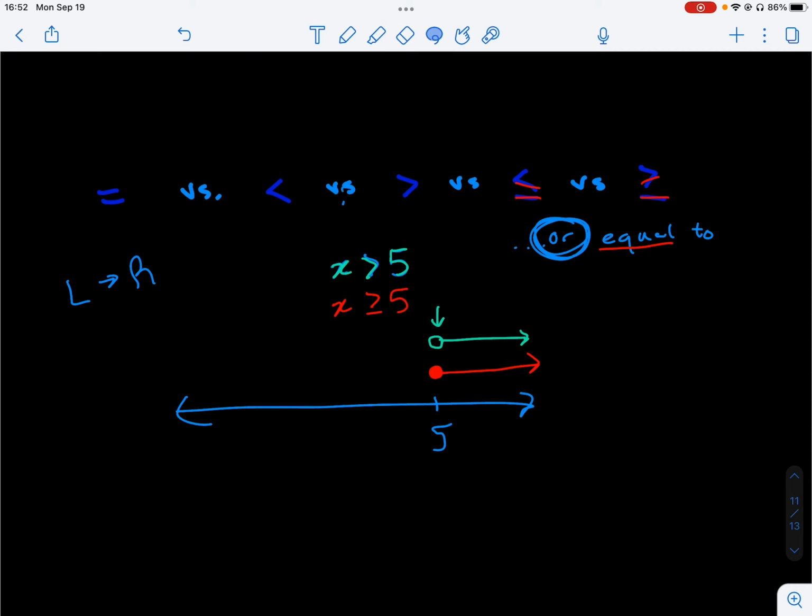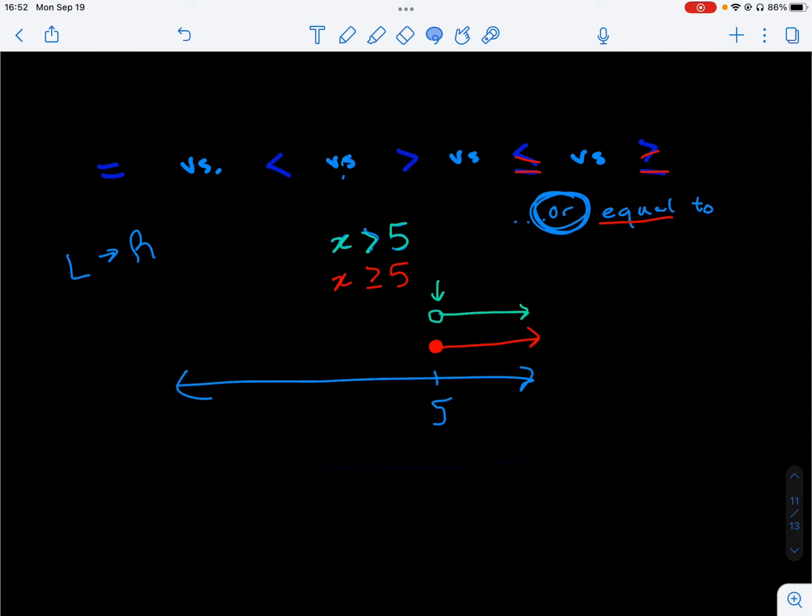Hello. So today we are going to be talking more about inequalities. In the previous video, we talked about the symbols and how to interpret each of them. However, today we are going to actually be talking about solving inequalities. So let's go ahead and do two examples here to start.